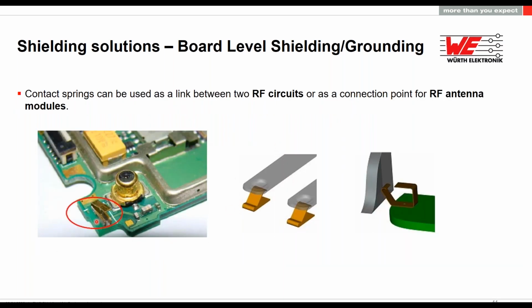These parts, as they are very low impedance connections, are also used in the connection of signals. So for example, for RF circuits, when we want to connect an antenna module, or as we said, to share a power plane from one PCB to the other, or a signal.